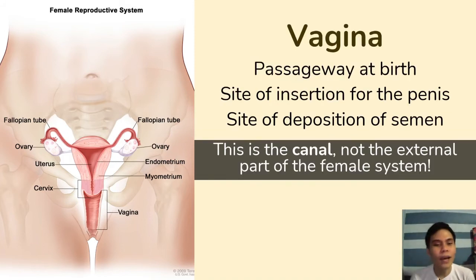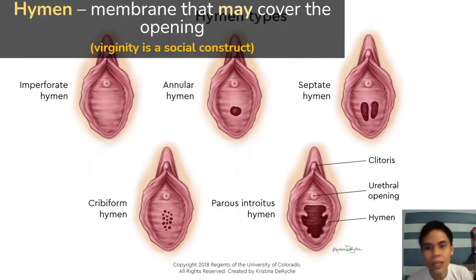All right. Now, the vagina is actually a term for the canal leading up to the cervix from the outside. So it's the passageway at birth. So when the baby comes out, it goes through the vaginal canal. It's also the site of insertion for the penis, being a long, floppy erectile tissue. So it has to be inserted there. And it's also the site of deposition of the semen. So the semen starts out in that starting point, the vaginal canal. Now again, it's the canal, not the external part of the female system, which has its own name.